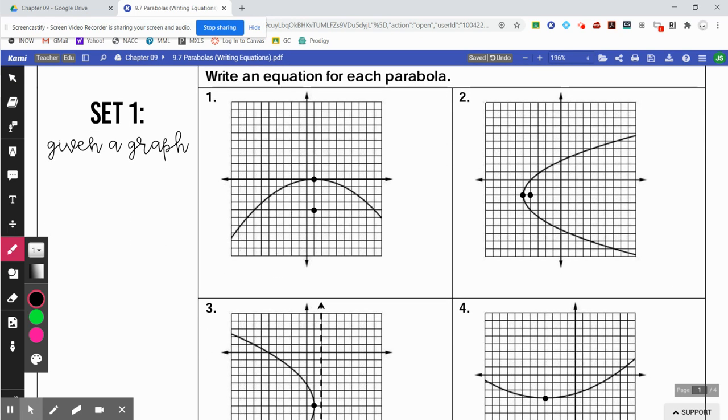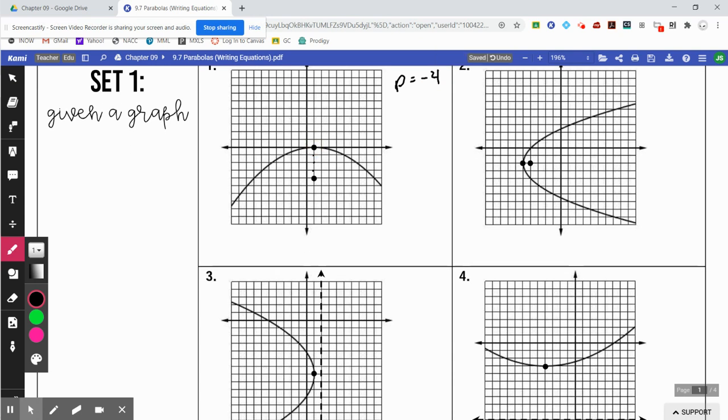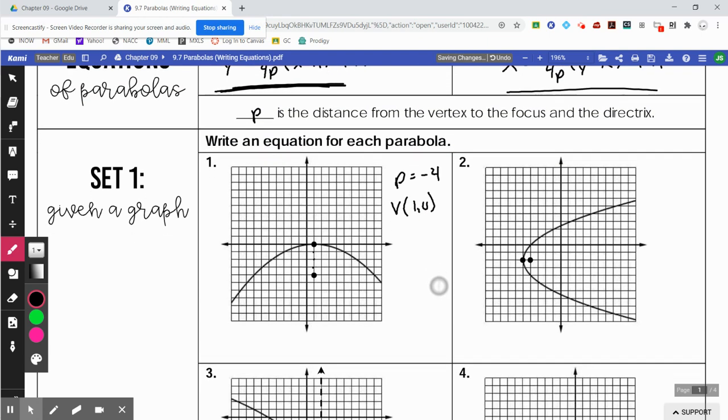So with our first one, the first thing we need to identify is the p-value. Since it cups down, that means I have a negative p-value. And the distance from my vertex to my focus is 1, 2, 3, 4. So therefore, my p-value is negative 4. My vertex is located, I put a V here, at (1, 0). So therefore, we have a vertical parabola.